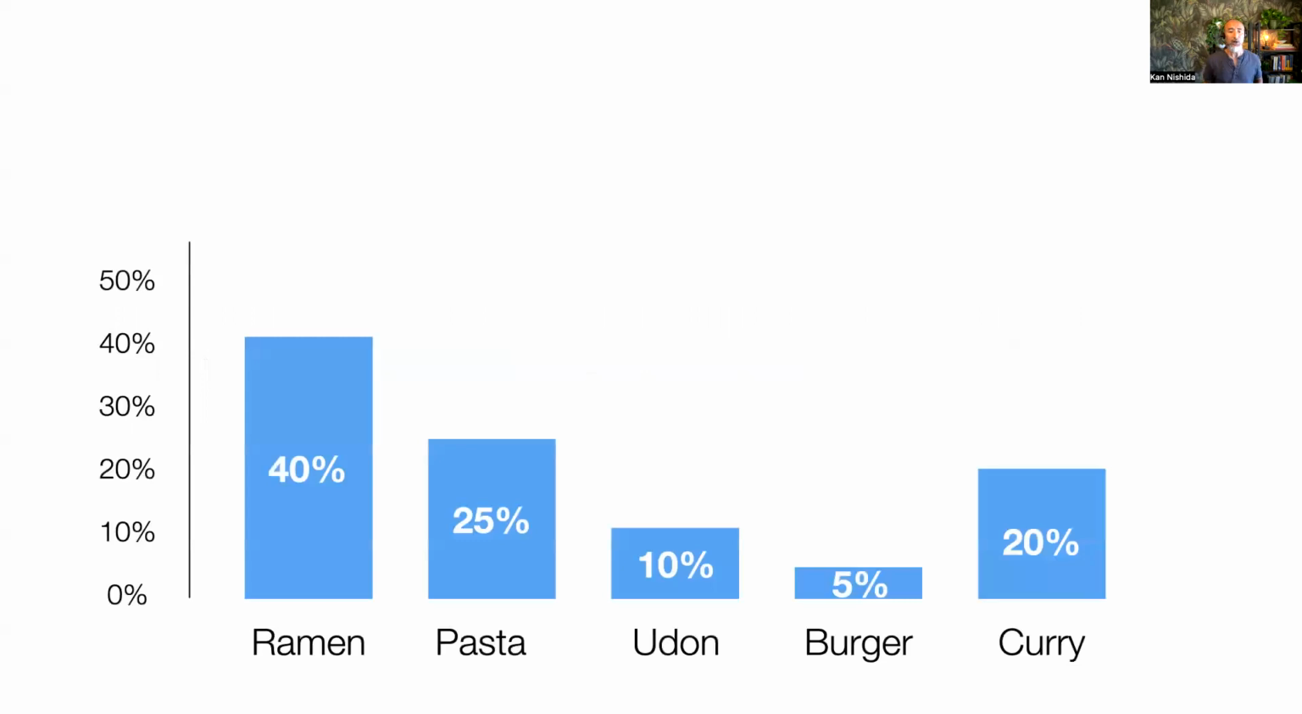So here's the chart that I came up with. Ramen turned out to be the highest. Most likely I eat ramen, basically 40%, pasta 25%, udon 10%, and so on. So this is a percent. Let's say I ate 100 lunches. Then out of that, 40 lunches happened to be ramen. So that's what this means.